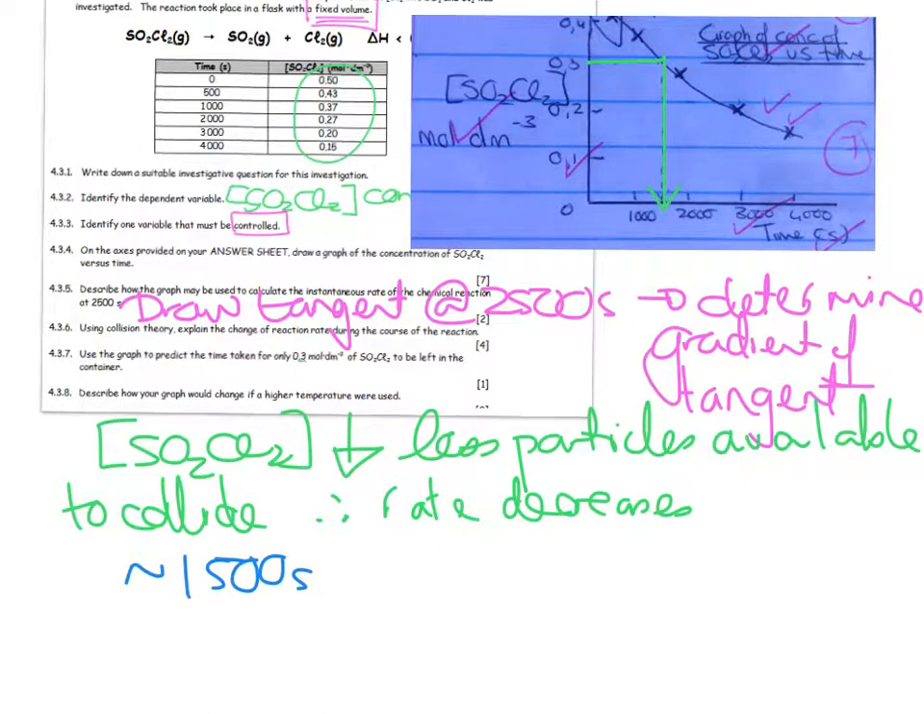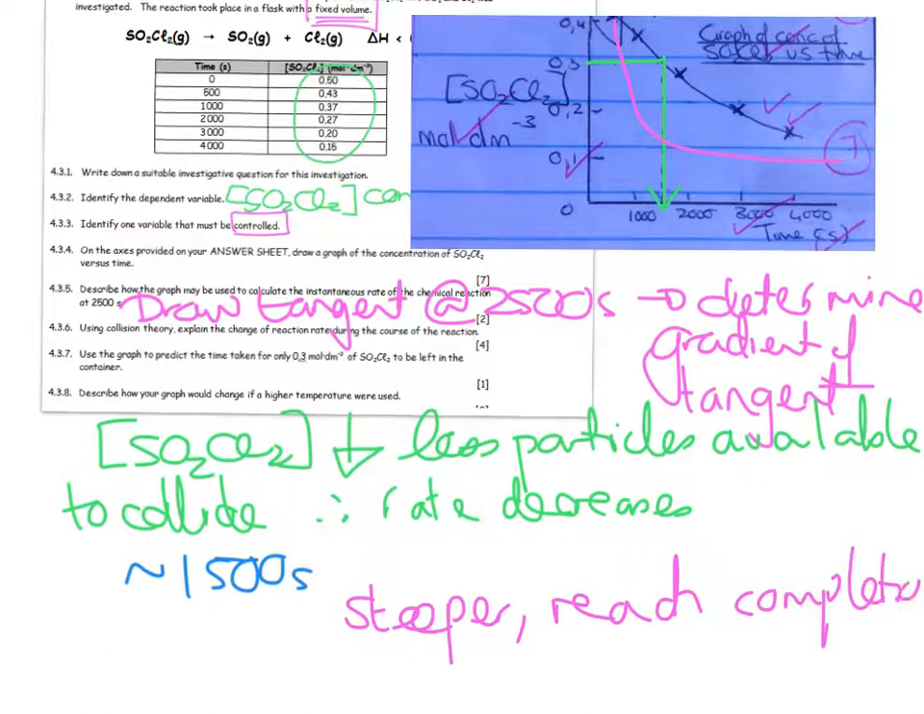Describe how the graph would change if a higher temperature were used. You would land up with the whole reaction going faster, and therefore what would you say? The curve would be steeper and reach completion earlier or at a shorter time.